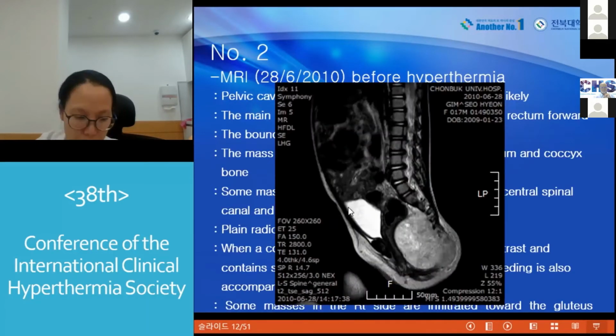This image was before hyperthermia. The main region in the presacral area is pushing the rectum forward. The boundary with the rectum is relatively clear. The mass destroys and encases part of the lower rectum and coccyx bone.